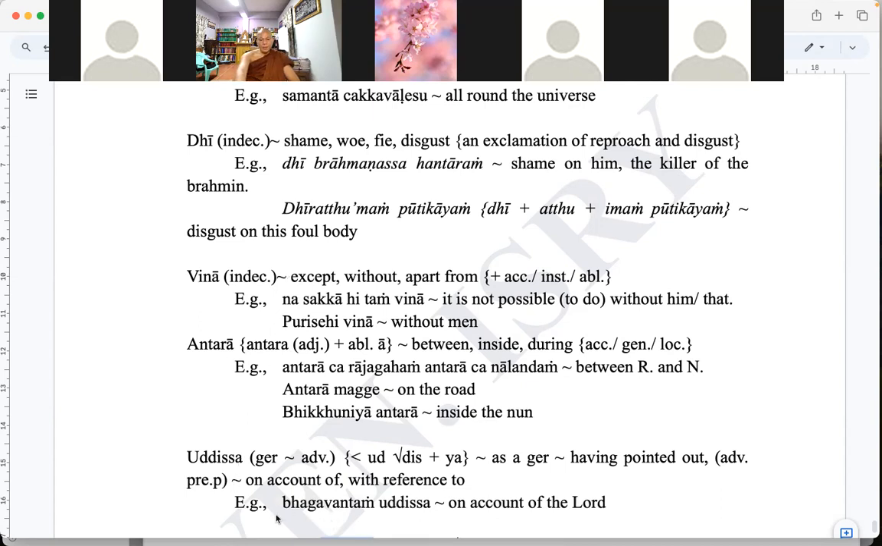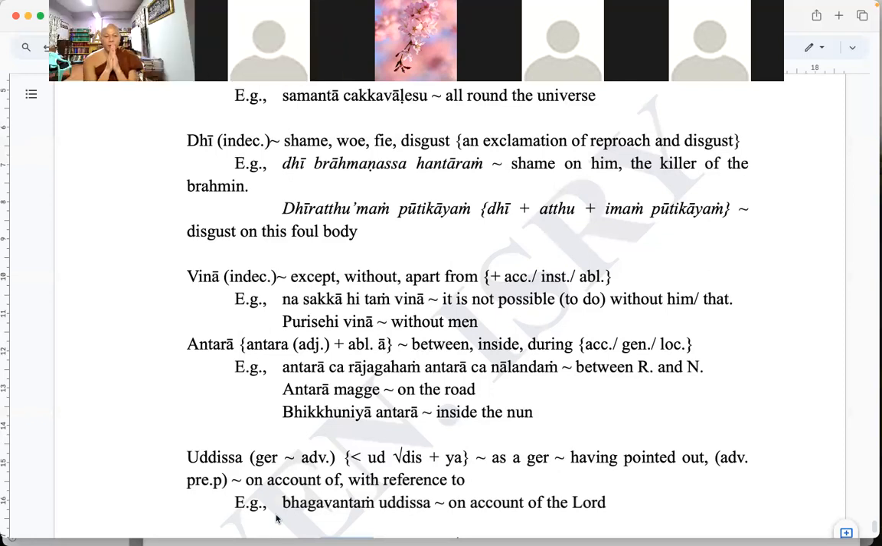Any question? Okay, no more questions. So let me stop here by saying sadhu, sadhu, sadhu.